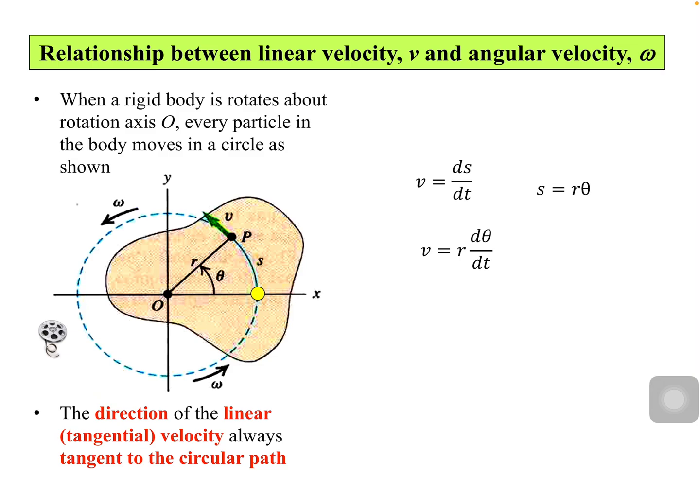Okay, then kita ada relationship between linear velocity and also angular velocity. When a rigid body is rotated about rotation axis O, every particle in the body moves in a circle as shown. So basically semua partikel ni, rigid body is this one yang warna orange ni. Okay, bila dia berpusing, semua partikel dekat objek ni bergerak sama sekali. The direction of linear velocity is always tangent to the circular path. So bila dia berpusing, velocity kita sentiasa tangent. So kalau dekat sini, dia macam tu. Ni lebih kurang chapter 6. Nampak tak?